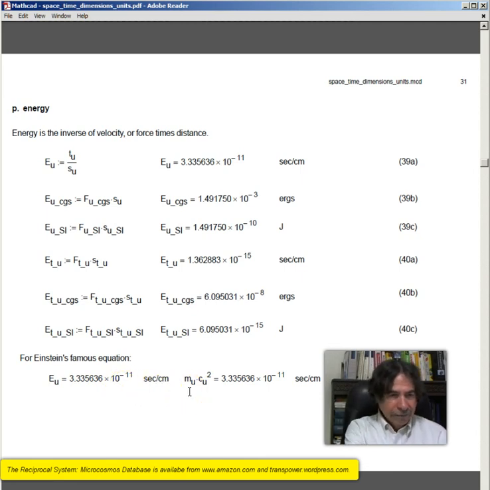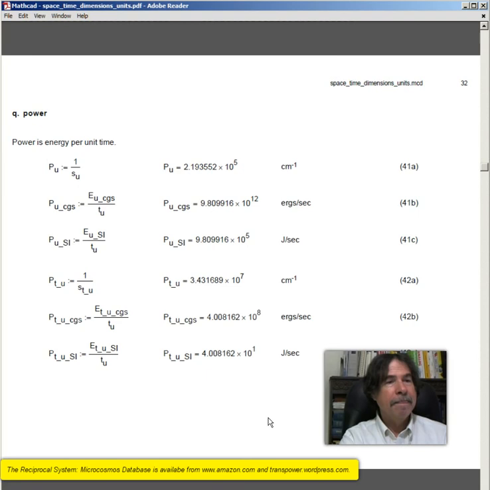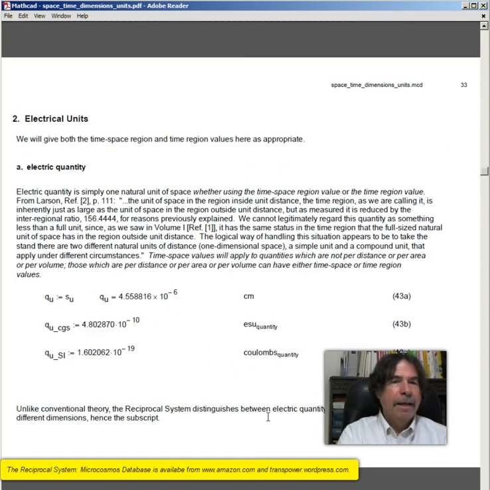So let's do the second per centimeter values of mu times c u squared. And guess what? We get the same result. Amazing, it works. Incidentally, that verifies the space-time dimensions of mass. Power is energy per unit time. Pretty obvious here, joules per second, for example. Both the time-space and time region values.